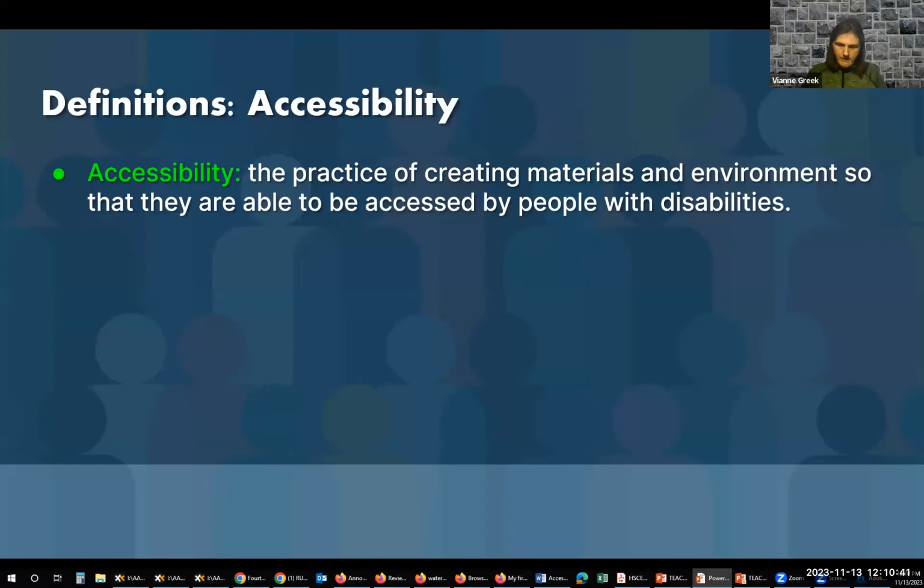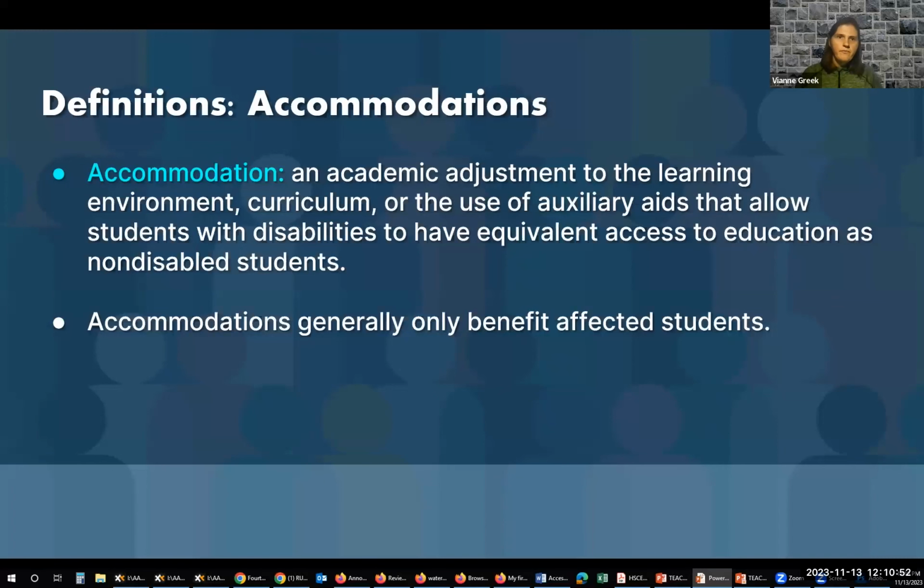So accessibility is the practice of creating materials and environments so that they are able to be accessed by people with disabilities. Accommodations are an academic adjustment to the learning environment, curriculum, or use of auxiliary aids that allow students with disabilities to have equivalent access to the education as non-disabled students. The key here, though, is that accommodations generally only benefit affected students.